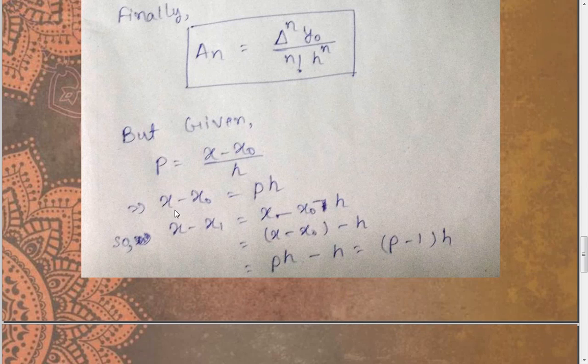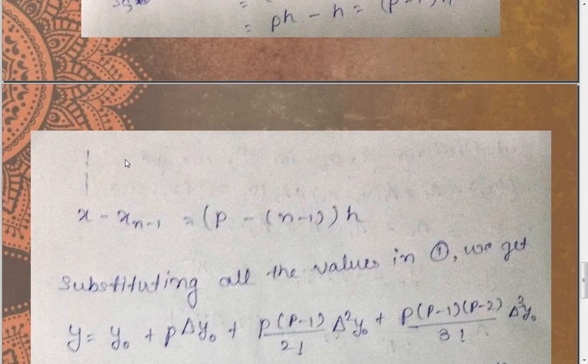For similarly x minus x1, we get x minus x naught minus h, because x minus x1 is x minus x naught plus h with the negative sign, and opening the bracket, we get this term. So we can write this as x minus x naught minus h, and x minus x naught is nothing but p of h. So p of h minus h is p minus 1 of h. Now continuing this process, similarly we obtain x minus x of n minus 1 to be p minus n minus 1 whole of h.